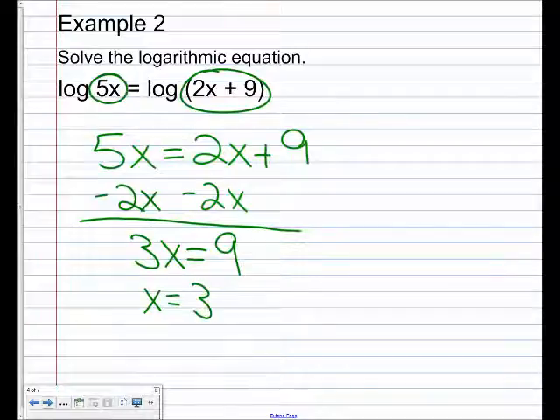So I got 3. Yes, and we should check it. It's right. That's right, okay. So we don't need to check it? No, I already checked it. Oh, you already checked it, great.